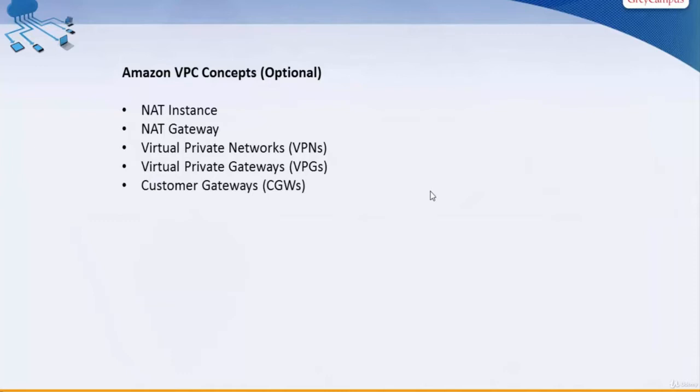Alright, now you might have some questions. We spoke about NAT gateway. What was that? We spoke about private networks. There were a couple of other things that I saw on the picture, like VPG, CGW. What was that? Stuff like that. So we're going to get those things sorted out. We're going to learn about NAT instance, NAT gateway, VPN, virtual private gateway, customer gateway in the coming section.